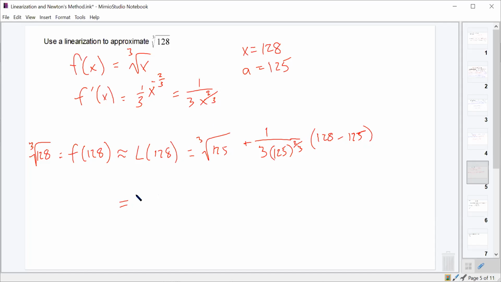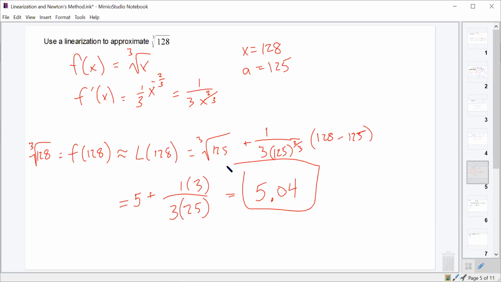So what's the cube root of 125? Should be 5. And then down here, this is plus 1 over 3 times the cube root of 125, which is 5, squared is 25. And then this should be times 3. So we got 5 plus 1/25, which is 5.04. Is that what you all got? Yes. Perfect. All right.